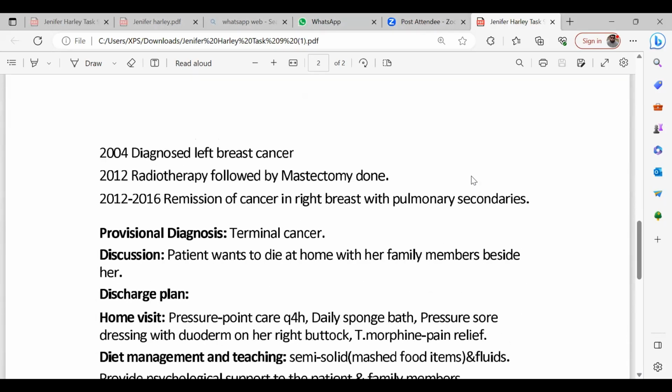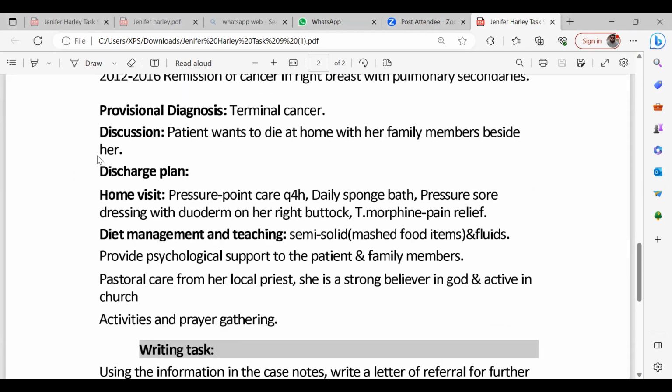Now, from this information, diagnosed with left breast cancer, radiotherapy, and remission of cancer. These 3 lines can be written in just one line, like terminal stage of cancer. We can mention just that she was diagnosed and now the cancer has spread to the pulmonary secondaries. We can just write it in one line. But as you have written the terminal stage of cancer over here, we should not expand it in view of the palliative care nurse, right? Followed by the discharge plan, that should be expanded.